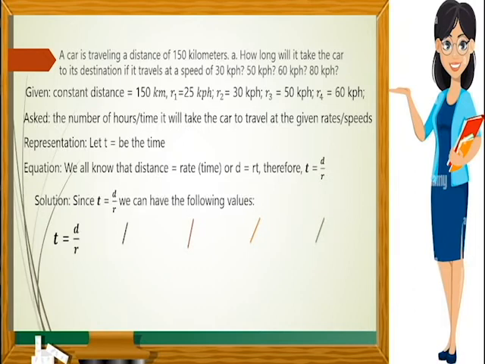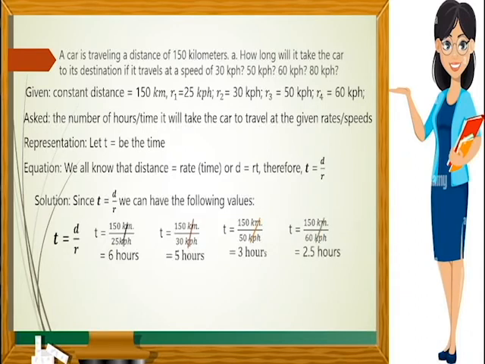For the first rate, which is 25 kilometers per hour, 150 kilometers over 25 kilometers per hour, that is 150 divided by 25, that is 6, and the time is 6 hours. For the second speed or rate, we have 150 kilometers over 30 kilometers per hour, and that is equal to 5 hours. For the third one, we have 150 kilometers over 50 kilometers per hour, so the time is equal to 3 hours. And for the fourth, we have 150 kilometers over 60 kilometers per hour, and the time is equal to 2.5 hours. So let's do the table.